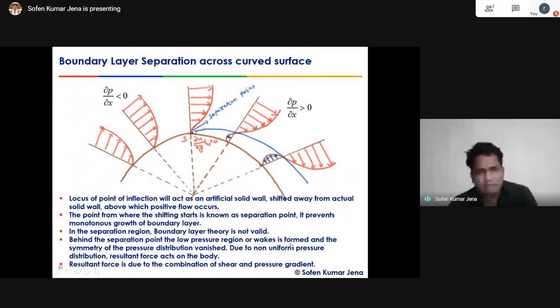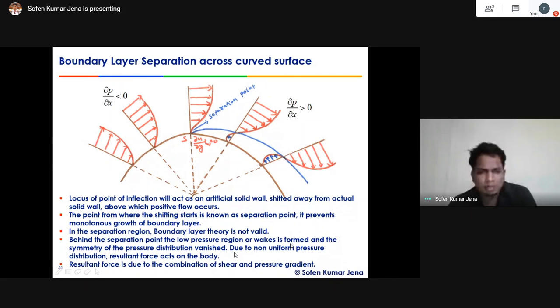Behind the separation point, this is my separation point where the slope of the curvature becomes 0. Beyond the separation point, a low pressure region is formed, and there is a wake shear formed, and the symmetry of the pressure distribution vanishes. Up to this region, there is a symmetry in the pressure with respect to the body, right? Once this region is shifted to this side, the symmetry vanishes, because there is a recirculation. Some flow is going in this direction, some flow in that direction. There is no symmetry in the pressure gradient, right?